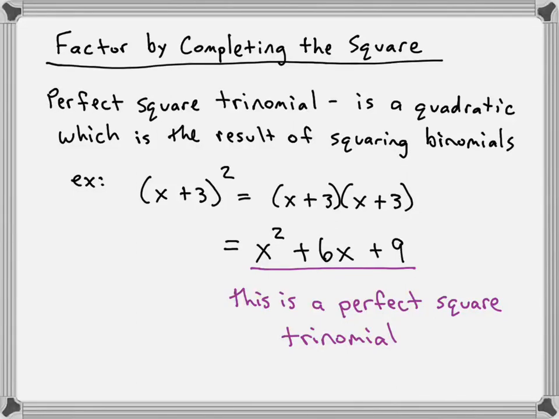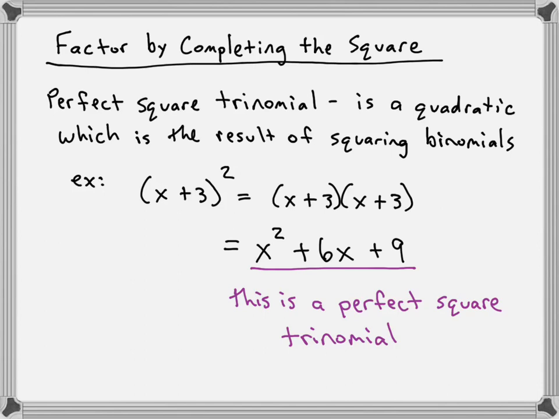In this video, we are going to go over how to factor with a method called completing the square. In order to complete the square, what we are trying to do is form what is called a perfect square trinomial. The definition of that is a perfect square trinomial is a quadratic, which is the result of squaring binomials.